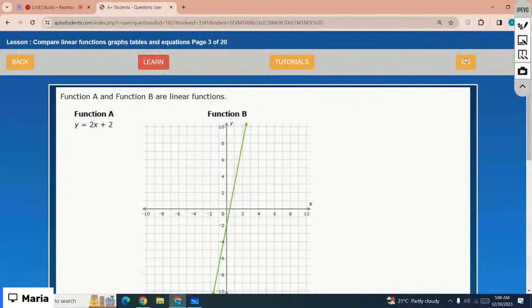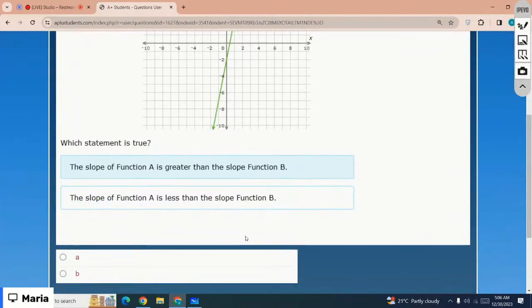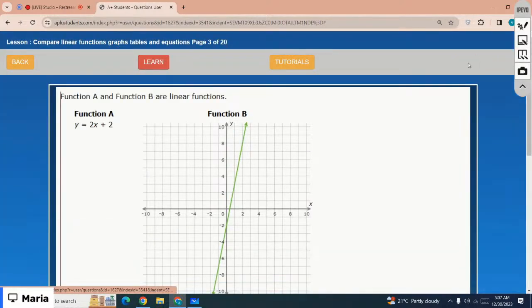Function A and function B are linear. So which is the correct option? The slope of function A is less than function B. Option number B is the correct option. The slope of function A is less than slope of function B. Got it?